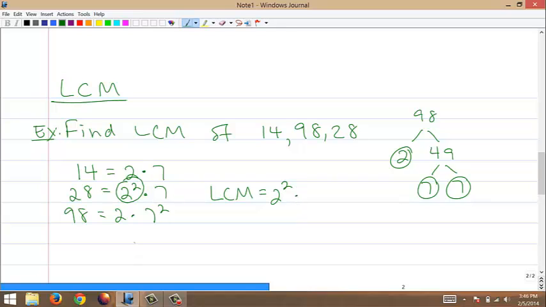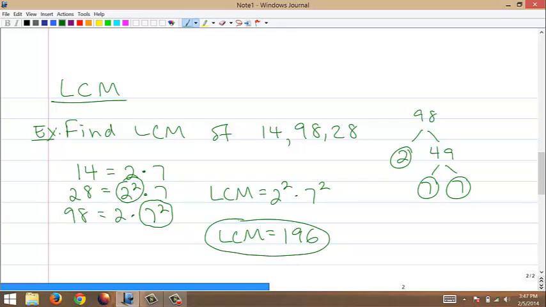Now there's no 3's, no 5's. The next thing we come upon is 7's, and all 3 of our numbers have a 7 in them. Again, we want to choose the 7 that has the biggest exponent, so in this case, 7 squared. So our least common multiple is going to be 4 times 49, or 196. And if you check, 14 divides into 196 evenly, 98 divides into 196 evenly, and 28 also divides into 196 evenly.